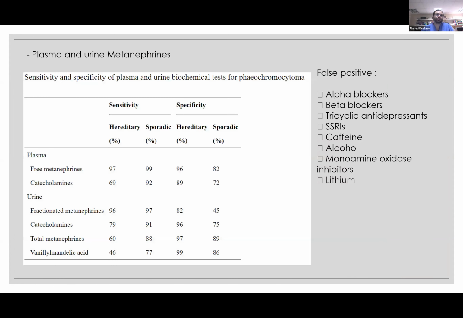That helps with the diagnosis by using plasma and urine metanephrines to diagnose pheochromocytoma, but not all of them are very sensitive. As you can see, the highest sensitivity is the free metanephrine in plasma and in the urine. But measuring catecholamine itself is not very sensitive, and the total metanephrines are not very sensitive. The VMA is not sensitive at all, so it's useless. So all the biochemical tests are suggestive, and we have lots of false positive results on them, including if the patient is using any of those medications, they might be false positive.